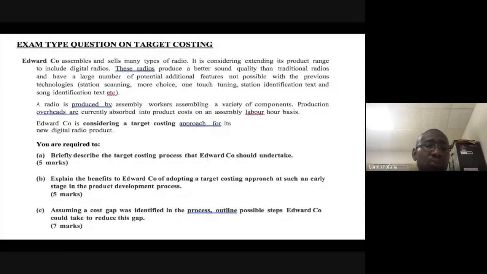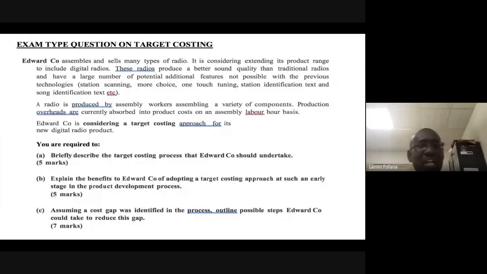Okay, good. So we go to the B part. The B part says, explain the benefits to Edwards Company of adopting a target costing approach at such an early stage in the product development process. We know, of course, that target costing can only be applicable at the design stage of the product. You don't wait until you produce, then you want to use target costing. You're just wasting your time. Target costing is all about determining the target cost at the design stage of the product.